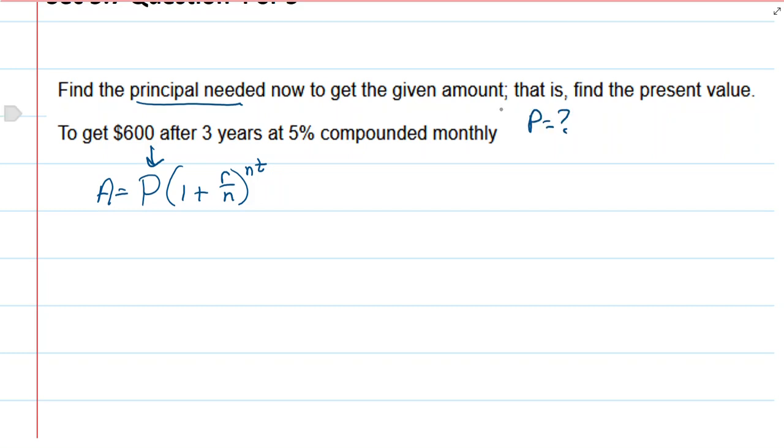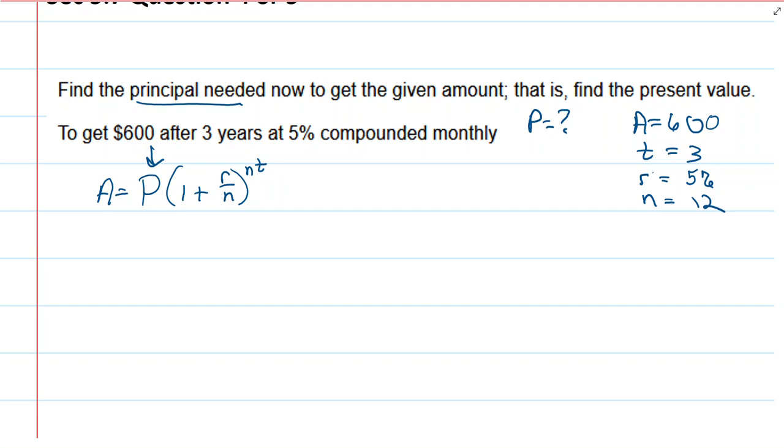We want, given the amount, which is 600, after 3 years, 5%. That information is also on that calculator sheet. This is just a tool to use in your future.